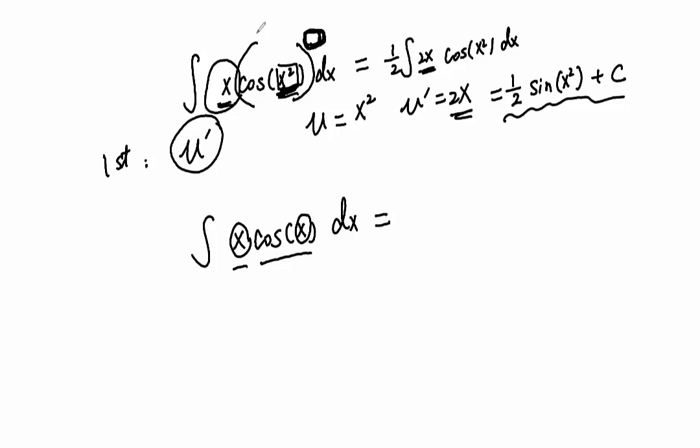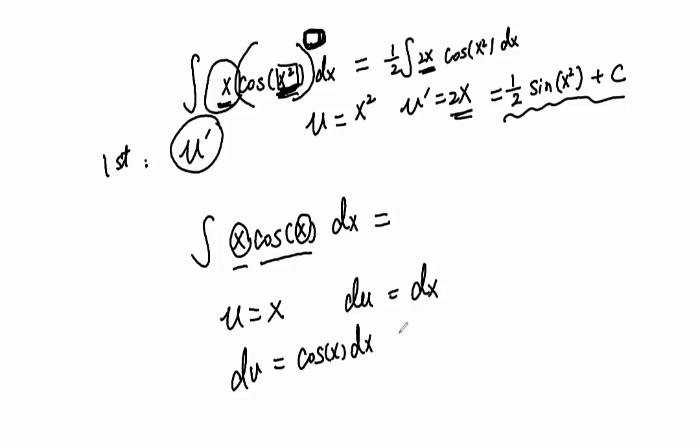In order to get rid of x, I have to set u to be my x. So our du will be dx. And our dv is going to be everything I have left, cosine x dx. And what is my v? We just did the integration of cosine x.